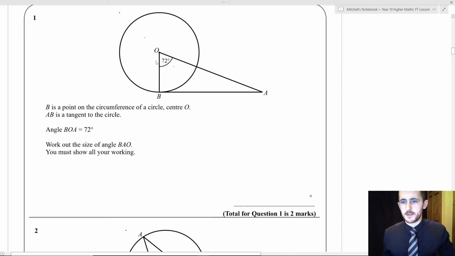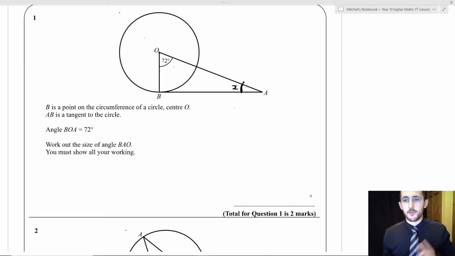We have B, a point on the circumference of the circle with centre O. AB is a tangent, and angle BOA is 72 degrees. Work out the size of angle BAO, which is this angle here, which I'm going to call X.